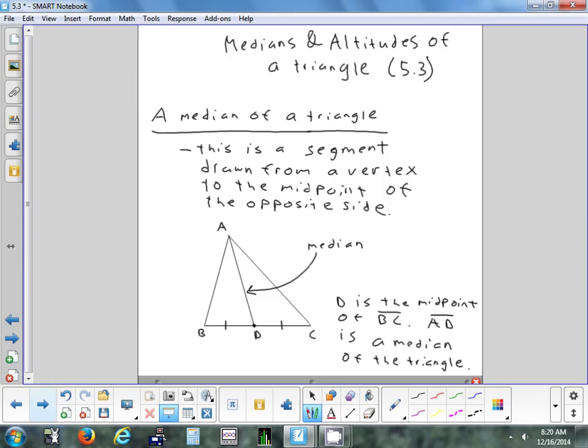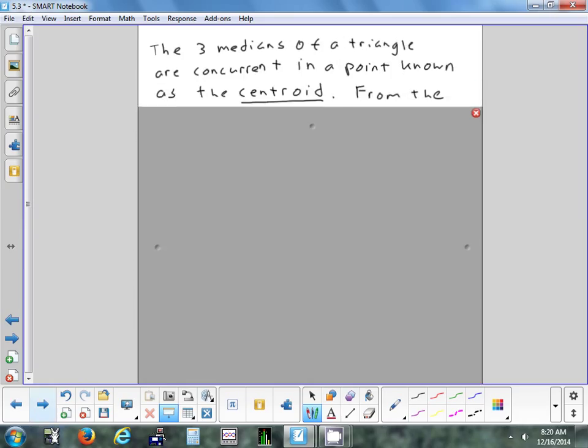Okay, we learned a little bit about the concurrency, and these lines are concurrent. The name of the point where they're concurrent is called the centroid. And what do you think about that? Do you think the centroid would always be inside the triangle? Could it be outside the triangle? On the edge of the triangle?